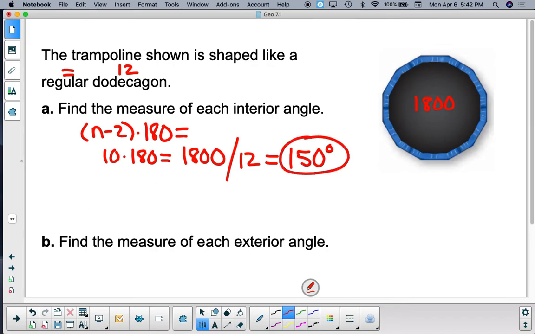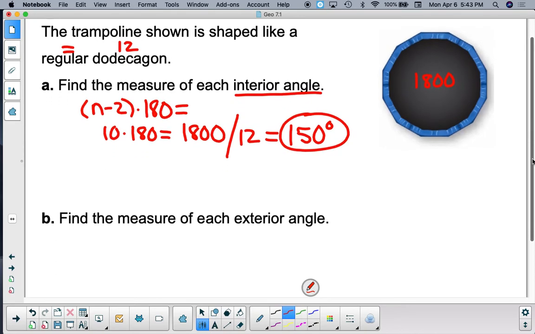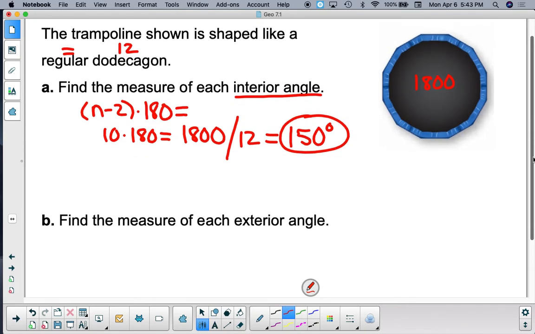Okay, so the interior angles are 150 degrees each, and there's 12 of them. And the next one says find the measure of each exterior angle. So there's also 12 of those, and I know that the exterior angles always add up to 360. So if I take 360 divided by 12, I end up with 30 degrees.